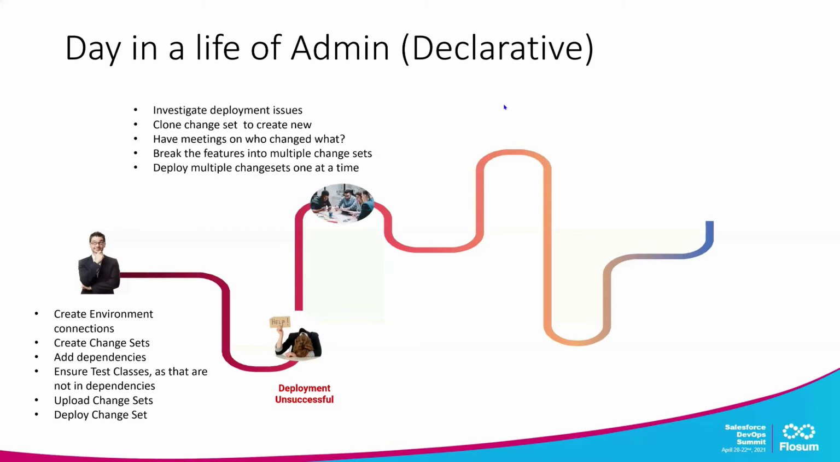The next thing we do is really investigate what these issues are. We look at the logs to see exactly what's there. We clone our change set to create a new one. We make whatever meetings we need to have to figure out what we need to change. We break the features up into multiple change sets sometimes, and we deploy each one of them one at a time. And again, we have an unsuccessful deployment. So we're kind of right back in the same spot. We've spent a lot of time to get this done.